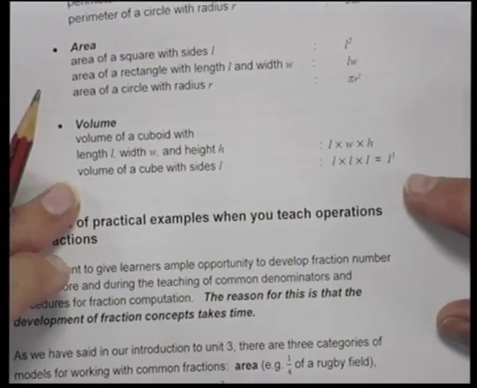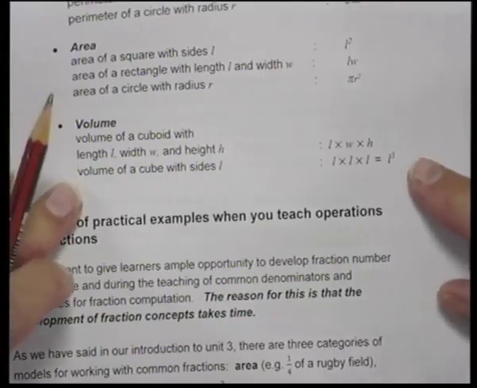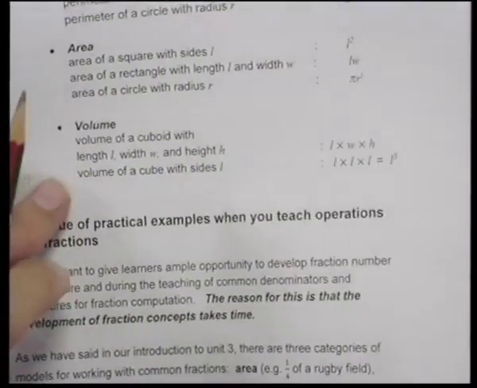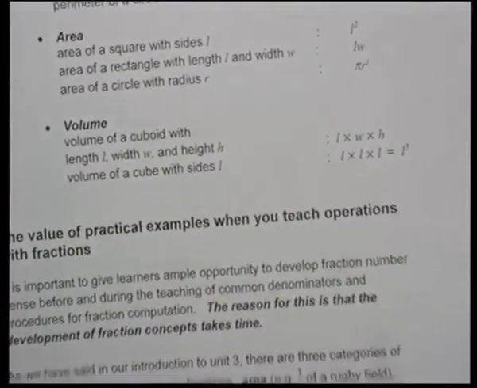And the volume of a cube, like a dice, is length times length times length. It is very important to show learners in the junior school the difference between the perimeter, the area, and the volume, and how to find the different ones. Right, that was Unit 3.